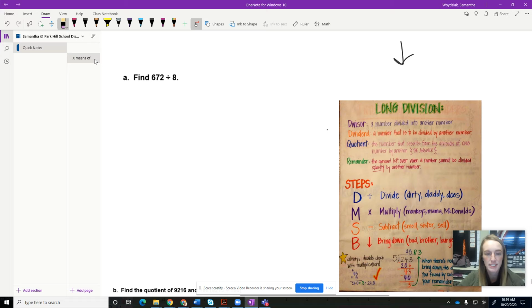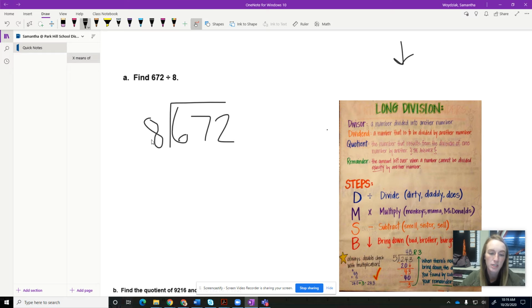All right, we're going to start with 672 divided by 8. So I'm going to take 672, which is my dividend, and divide it by my divisor, which is 8. Take a look at these steps over here. They can help us as we go through the problem. Make sure you have them memorized. So we divide, multiply, subtract, and bring down.